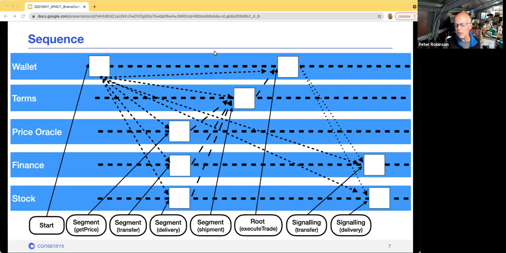So in this example, the finance and the stock blockchains have updates that are in lockable storage. And to unlock that storage and commit the updates, you submit signaling transactions that use that root event to prove that the value should be committed or discarded.